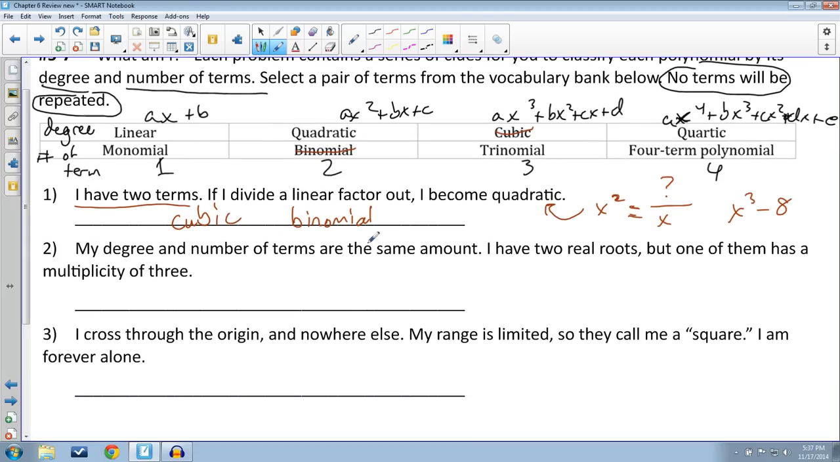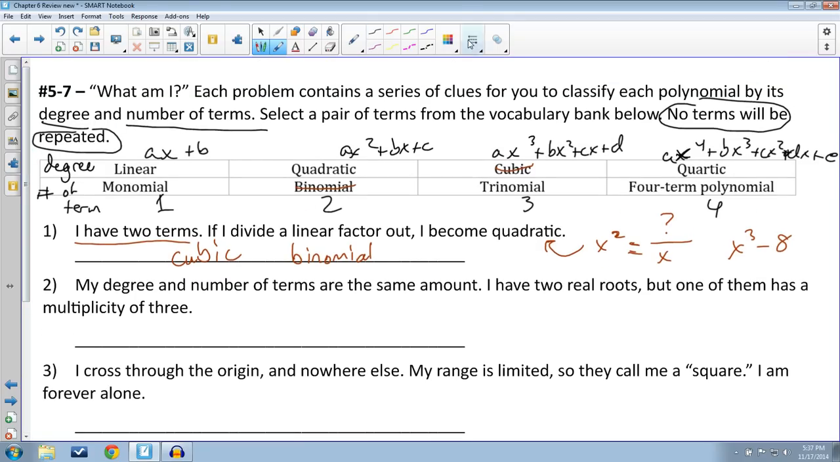Okay, number 2. My degree and number of terms are the same amount. Okay, degree means what your highest degree is, what power it raises to. So linear means to the first power. It's a degree of 1. Quadratic is degree of 2. Cubic is degree of 3. Quartic is degree of 4. Now, here's another good test-taking strategy.